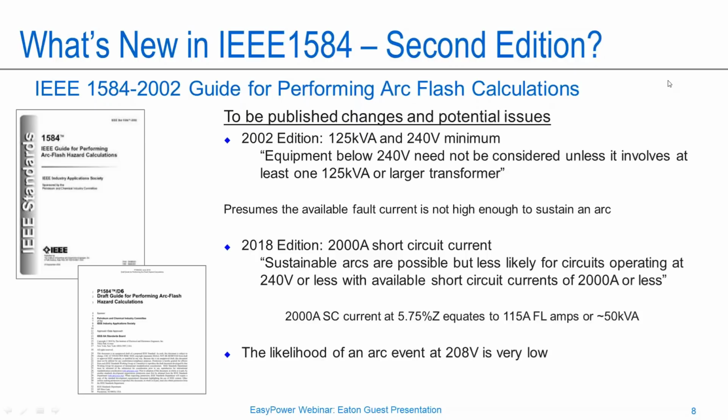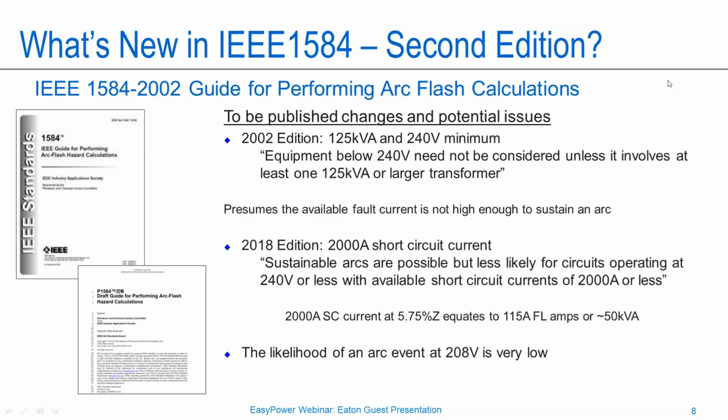You can see that there's language in there around 2,000 amp short circuit current and below. I've copied it from the guide: sustainable arcs are possible but less likely for circuits operating at 240 volts or less with available short circuit currents of 2,000 amps or less. So this somewhat draws a floor. But I've done some calculations showing that for a given transformer at 240 volts, that comes down to about 115 full load amps, or maybe 50 kVA instead of 125. So the floor feels like it's moving a little bit lower.